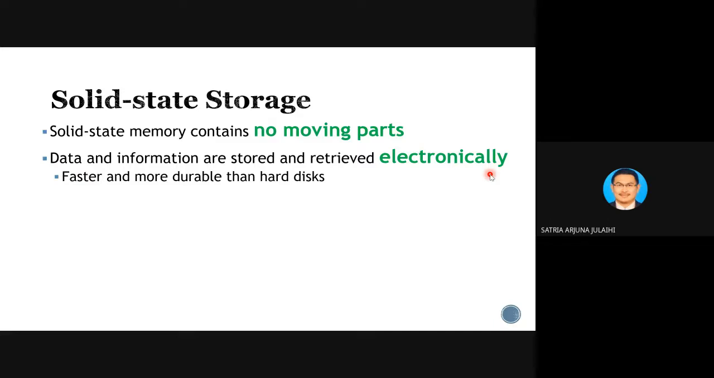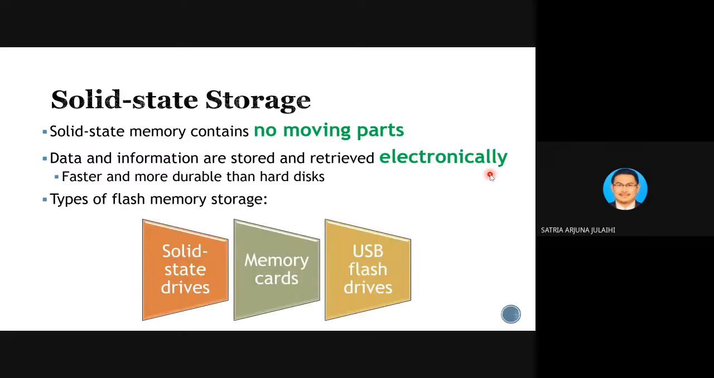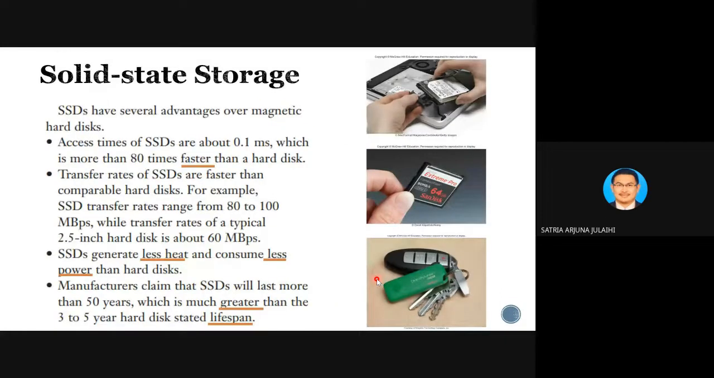so you can distinguish the difference. Okay, so SSD is faster and more durable. Durable ni maksudnya tahan lasak. So faster and more durable, and a type of solid state storage or flash memory. Sometimes we call it flash memory: solid state drive, memory cards, and also USB flash drive. Ni pen drive kita ni, using flash technology. Okay, solid state storage.